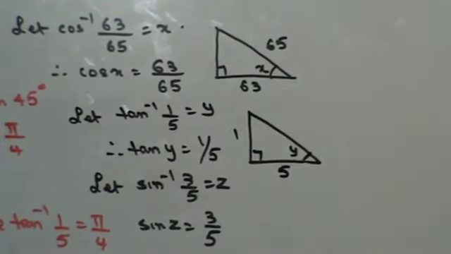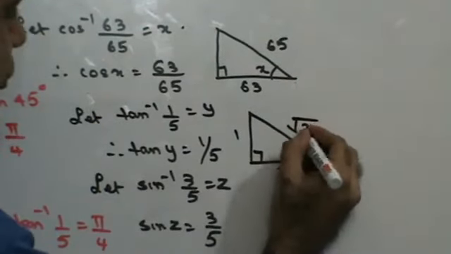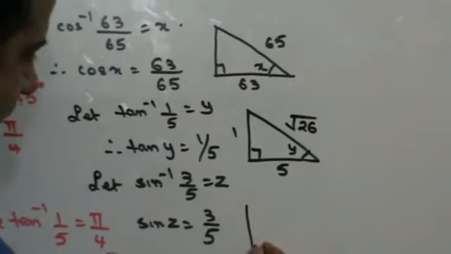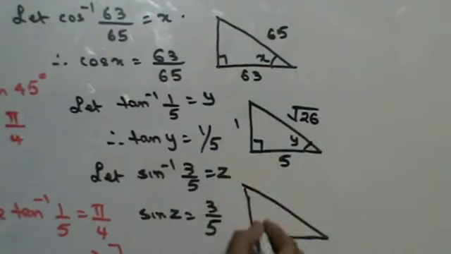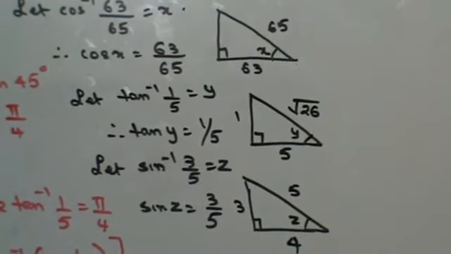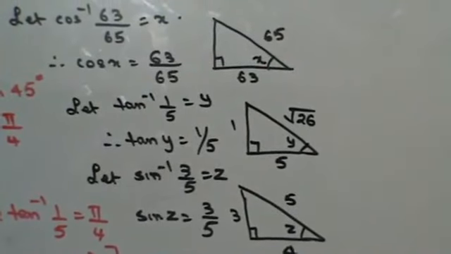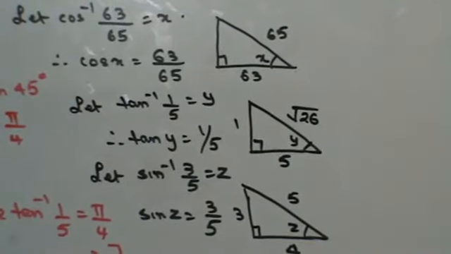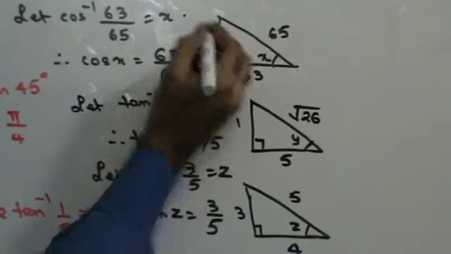So this is 5, as 25 plus 1, 26. So this is going to be root 26. Here if I draw this, this is going to be z, this is sin. 3 and 5, so this is going to be 4. Right? Now, what I'm going to do is I'm going to find out a couple of more things. This, when you solve this, this will come to 5.